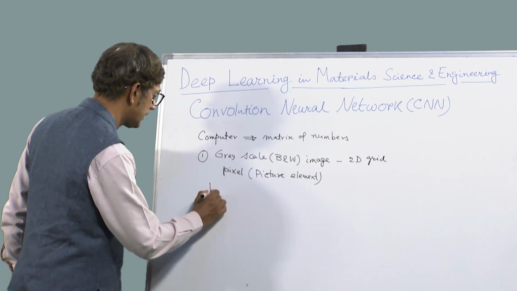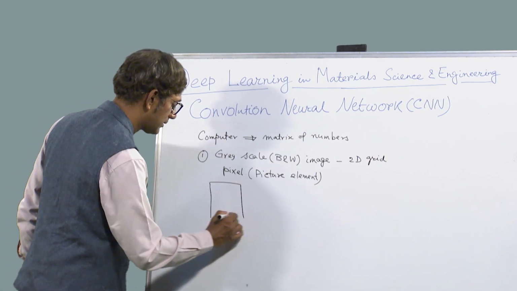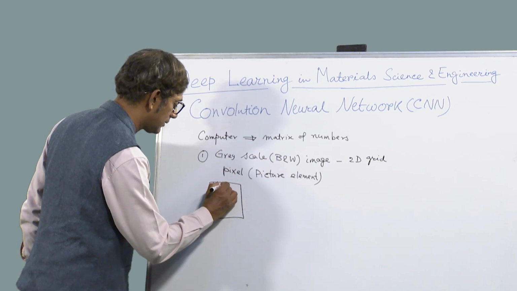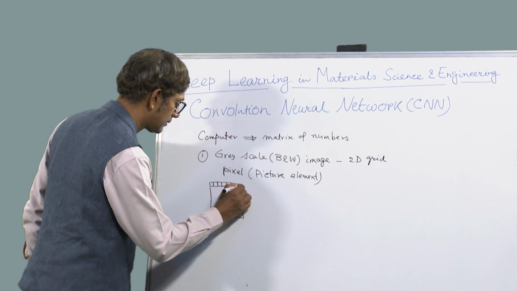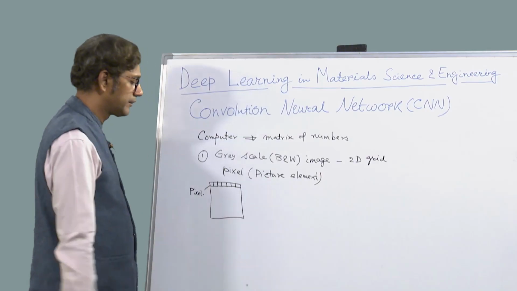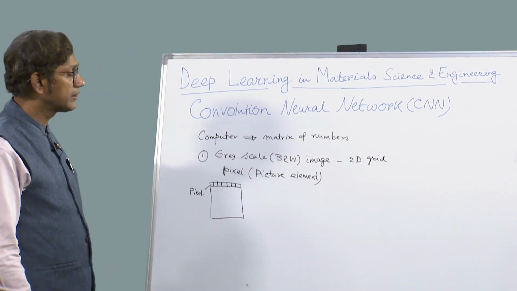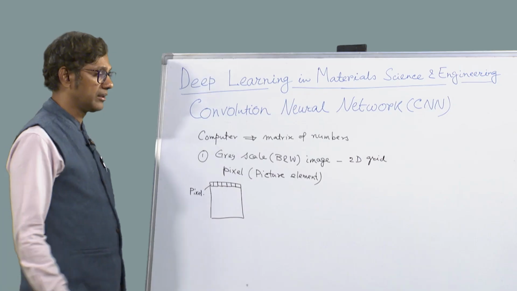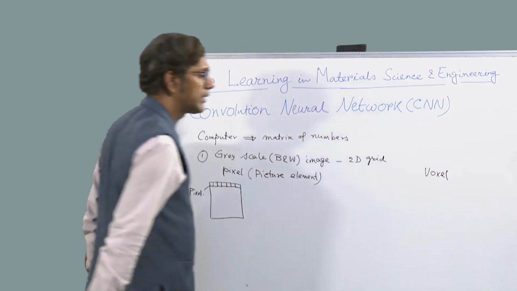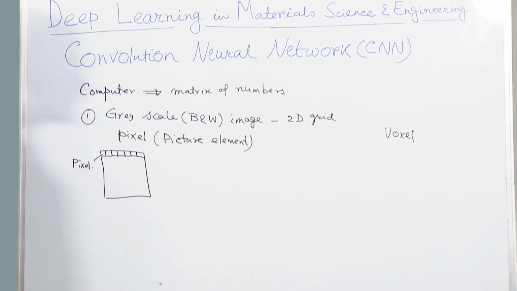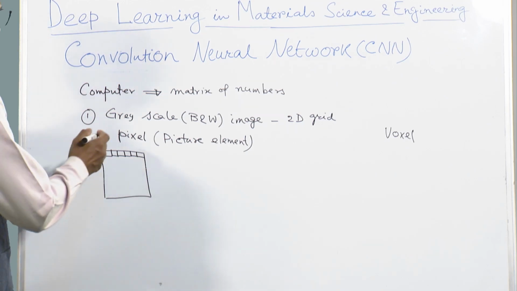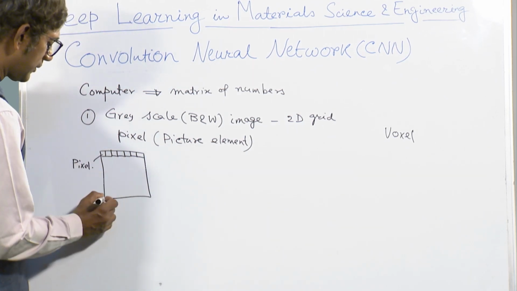Any image you can divide into small parts, and each of these parts is called a pixel. In video we call it a voxel, a video element, but let us talk about the pixel first. So, in a grayscale image, we can represent each of these elements. This is like a two-dimensional image.